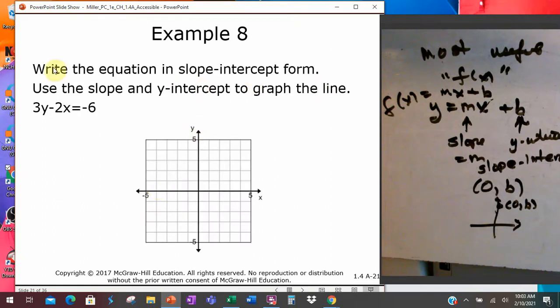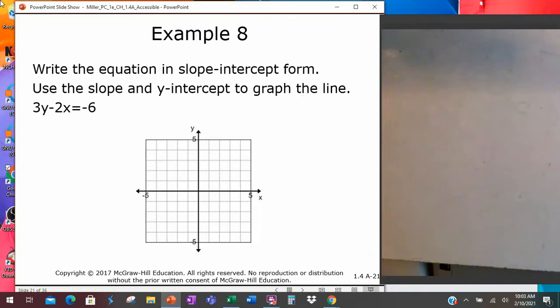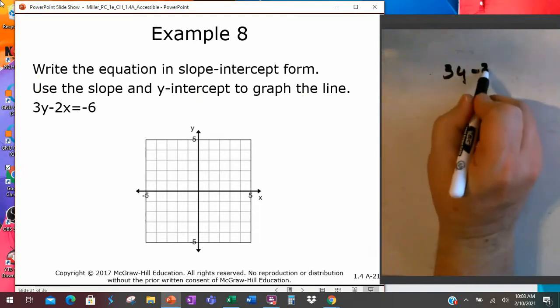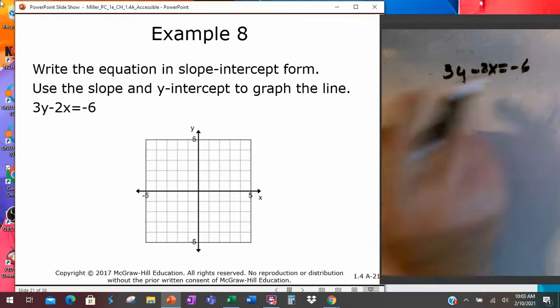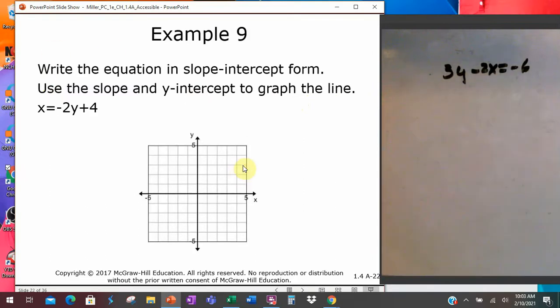So write the equation in slope-intercept form. Use the slope and y-intercept to graph the line. So this is a little different. This is where we started with 3y minus 2x is equal to negative 6. I did that one a while ago, so that's okay. So let me go here. Let's start with this one.